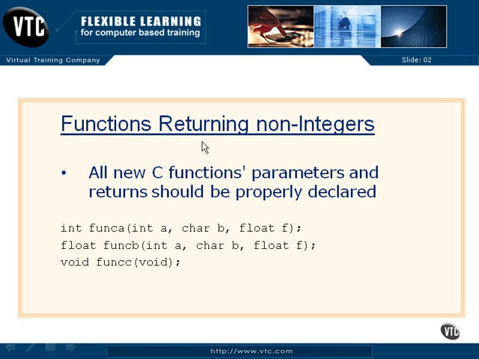So to get a function to return a non-integer, you simply have to declare it as returning something other than an integer at some point before you actually define the function or attempt to use the function.